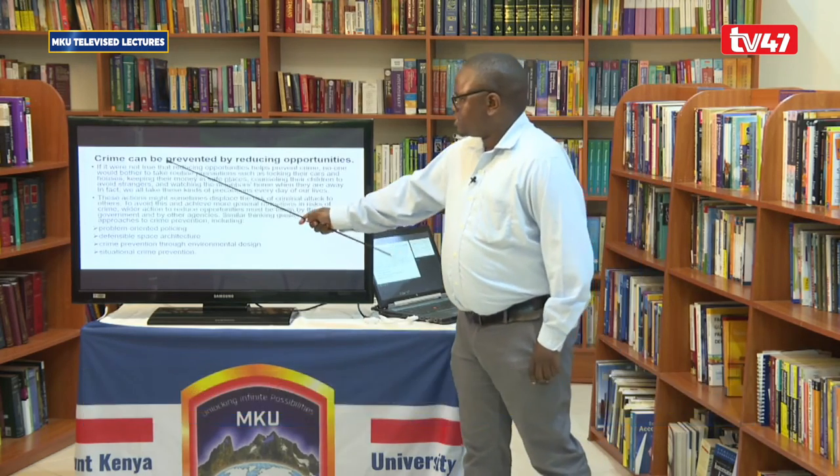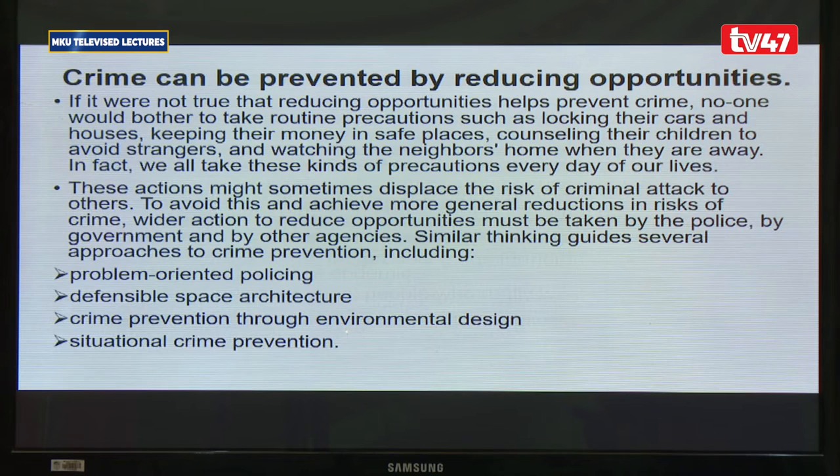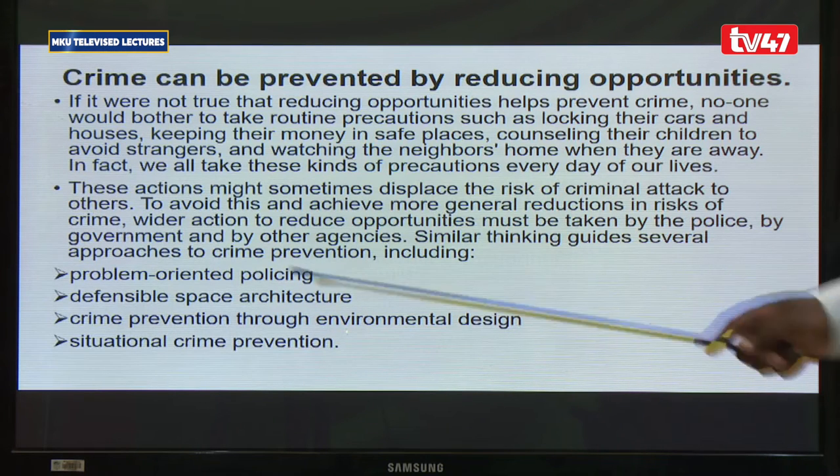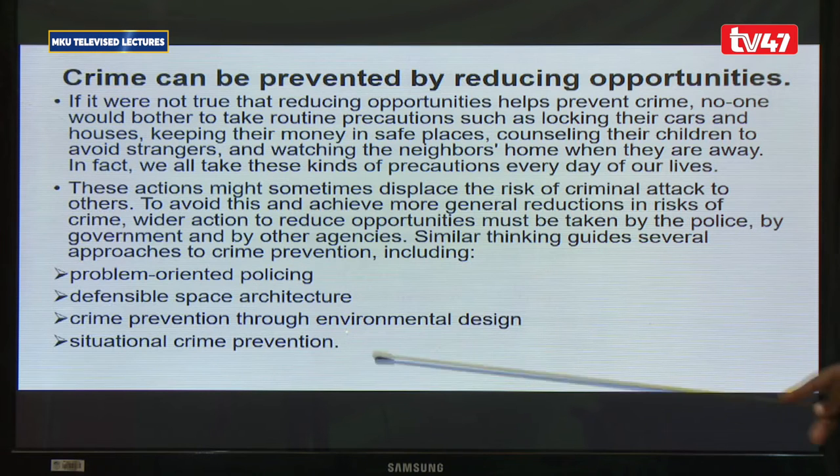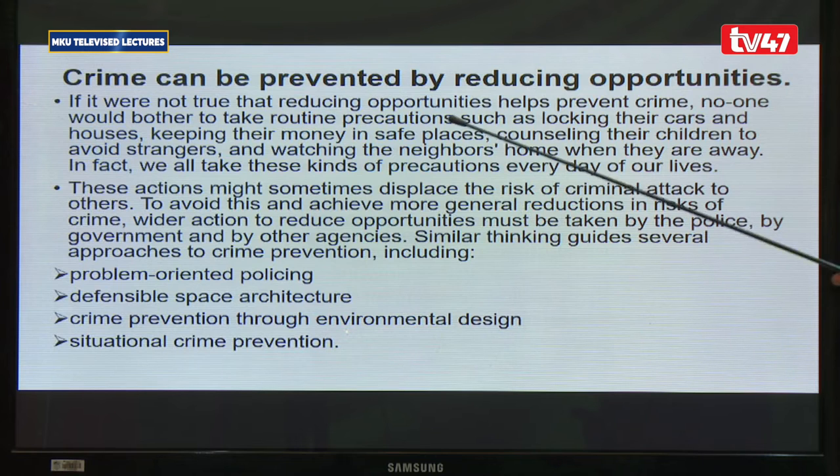Then you can also talk about how crime can be prevented by reducing opportunities. Here we have four types of methods of reducing opportunity. The main ones are the last two. But for this principle, the main one is situational crime prevention, which has five solutions and five techniques. For example, when you lock your car, you have reduced the opportunity for your car being stolen. Or if you lock your valuables or your money in a safe, nobody can steal it because you have taken the necessary precautions.